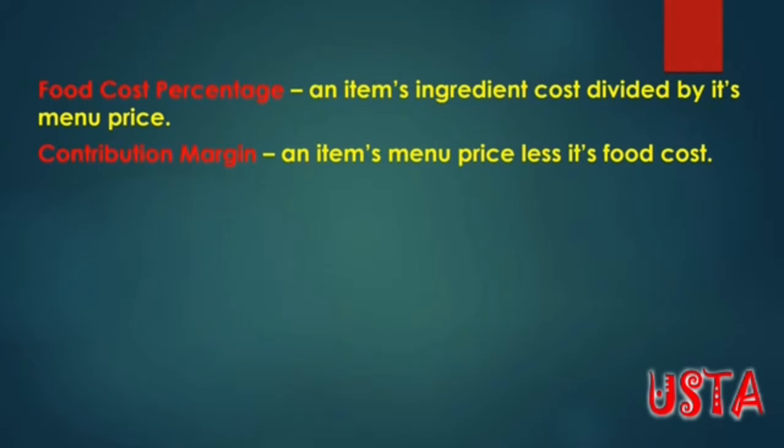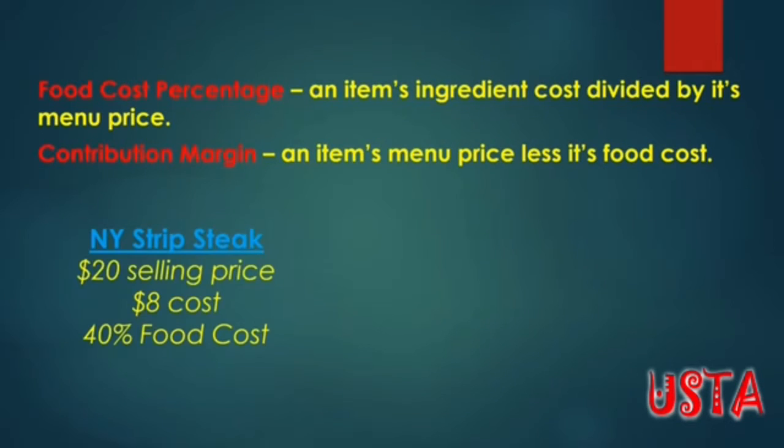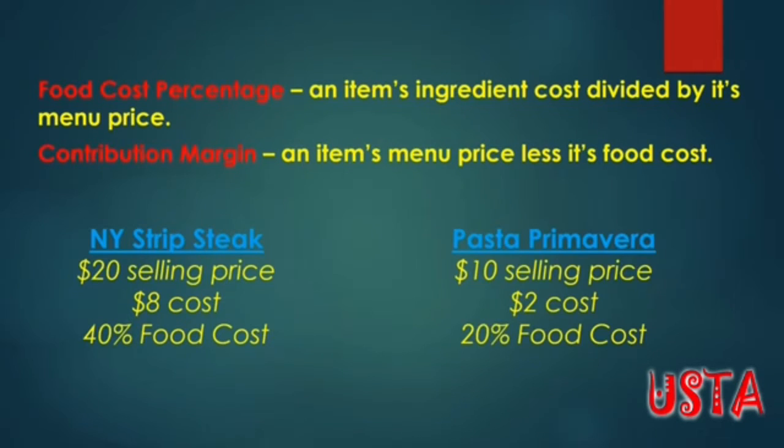So an example, this is sometimes confusing, so let me go over this again. For example, if you could sell one more item before your restaurant closed today, would it be a New York strip that you're going to sell for $20 with an $8 cost, which makes it a 40% food cost? Or would you rather sell pasta primavera, $10 selling price, only cost you $2, which gives it a 20% food cost? Which would you rather sell? Would you rather sell something that has a lower food cost, 20%, or something that has a higher food cost of 40%?